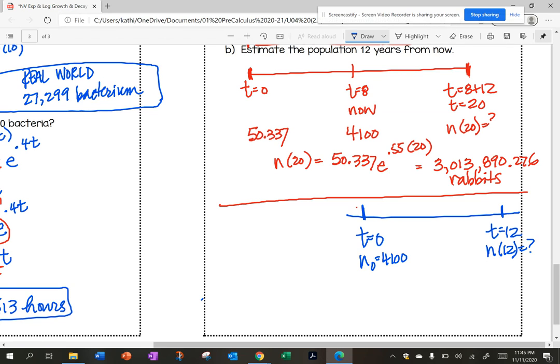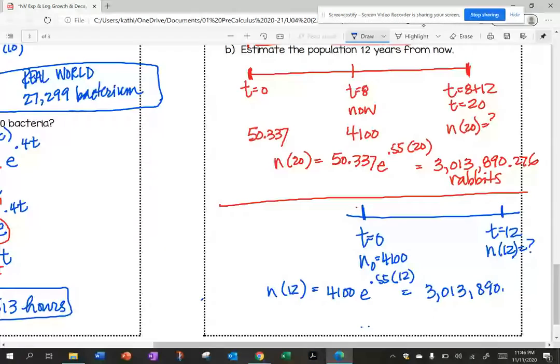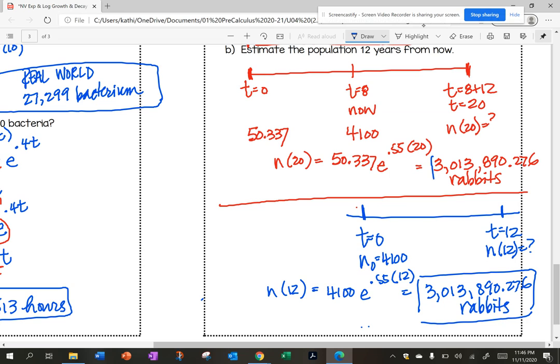So I just need to know what my 0 is. So solving for n of 12, where n sub 0 is 4,100, e to the 0.55, and t is 12, I get exactly 3,013,890.276 rabbits. So sometimes I can do these more than one way. I don't always have just a single way to do it. And I find it easier to sketch out, anytime I have timelines, sketch out a timeline.